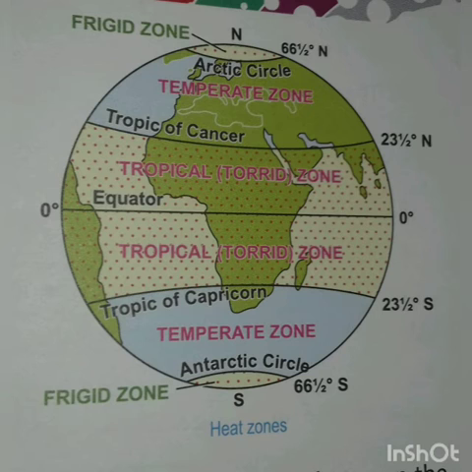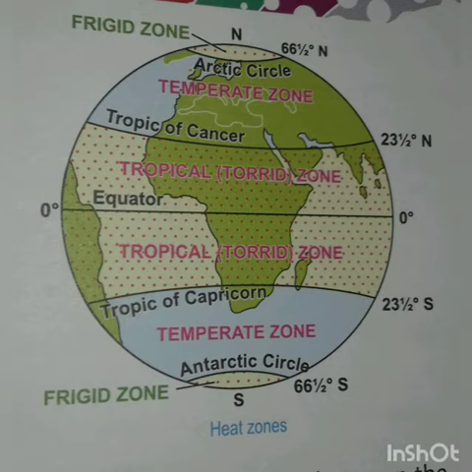And the next is the Temperate Zone. It lies between the Torrid and the Frigid Zone in both hemispheres. That is between the Tropic of Cancer, 23.5 degrees north, and the Arctic Circle, 66.5 degrees north in the northern hemisphere, and between the Tropic of Capricorn, 23.5 degrees south, and the Antarctic Circle, 66.5 degrees south in the southern hemisphere. Can you see here in this picture?